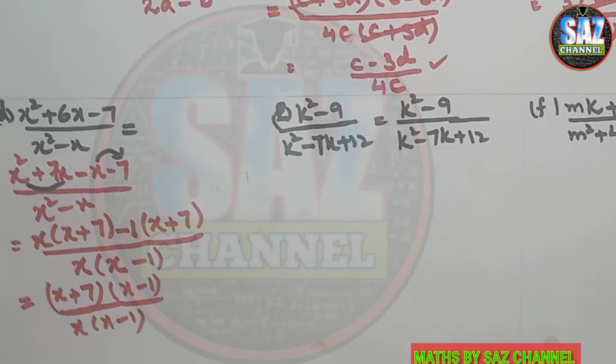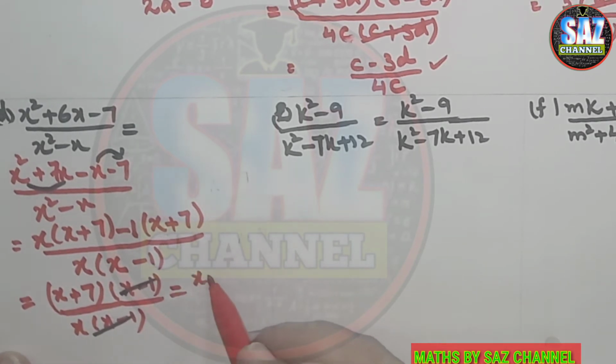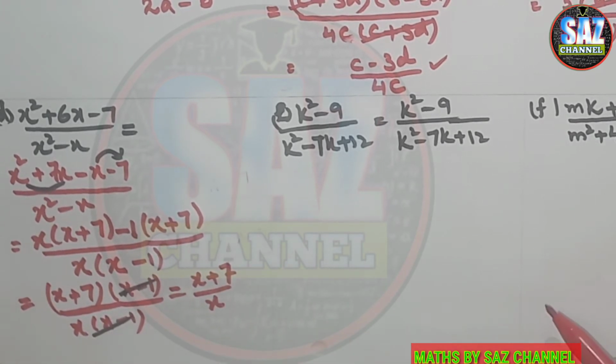These are the like terms, x - 1 in the numerator and denominator. Simplify them, cancel them, and my answer will be (x + 7) upon x. I hope these questions are clear to you.